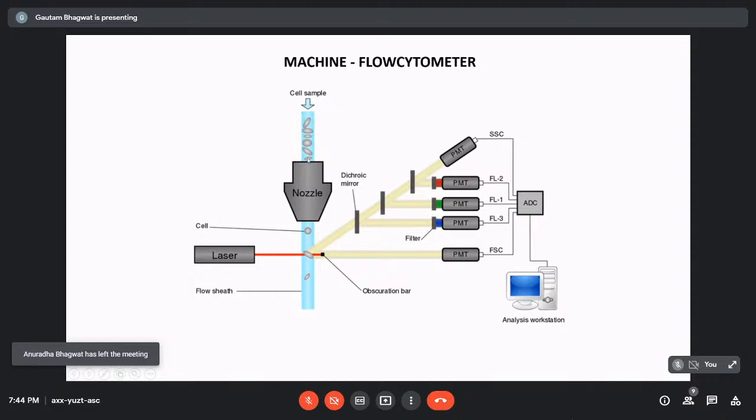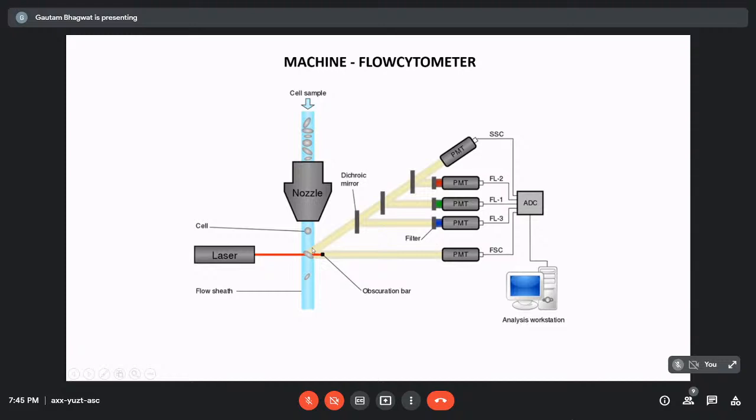So as I told, this is the fluidics. The sample goes in, and then the cells come out in a single file, one at a time. These are interrogated by a stream of laser. Now the cell is interrogated over here. Now we have something called an obscuration bar. Now why is this important?